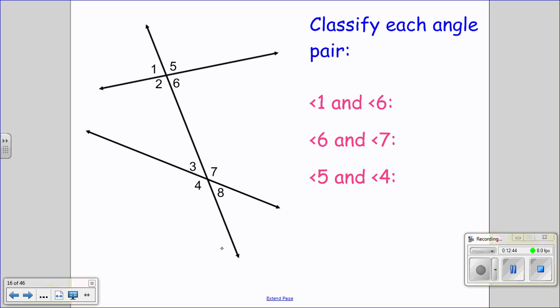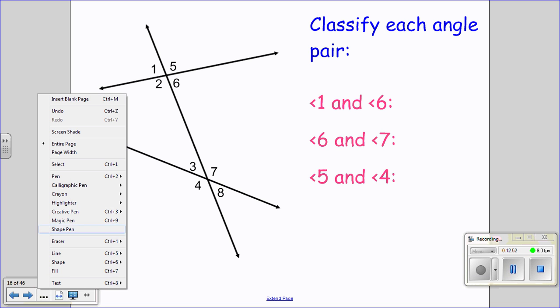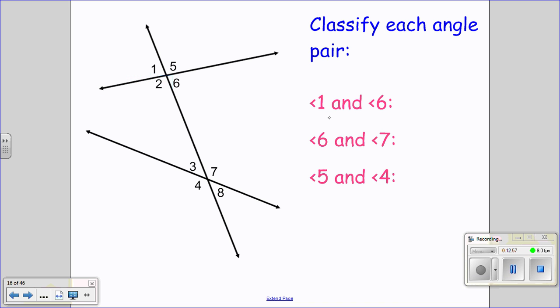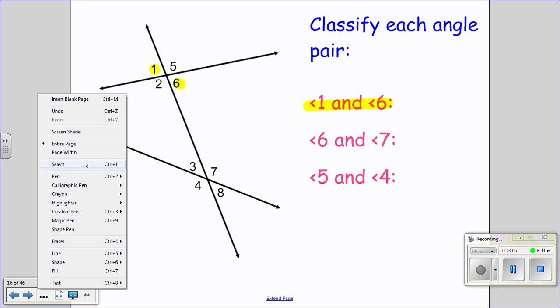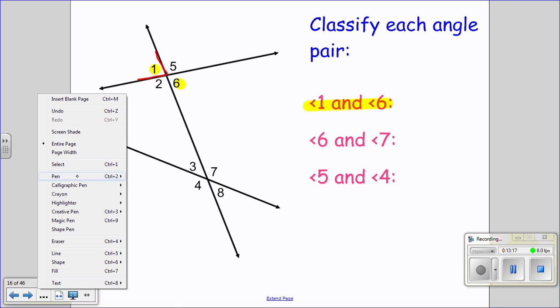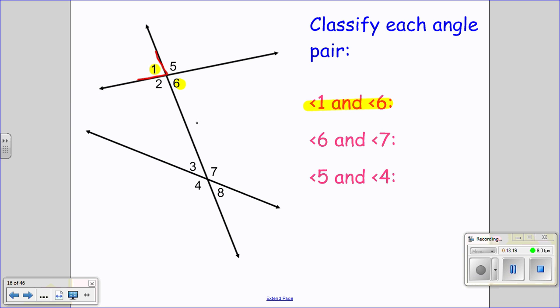So we're just going to practice using the vocabulary we just mentioned with these specific angle pairs. The first pair we're looking for are angle 1 and angle 6. So here's 1 and there's 6. When I look at angle 1 and angle 6, the only thing they have in common is a vertex. And together, if I were to trace over the angles, they form a perfect X. So that means they're vertical.